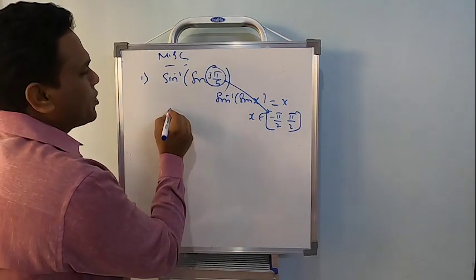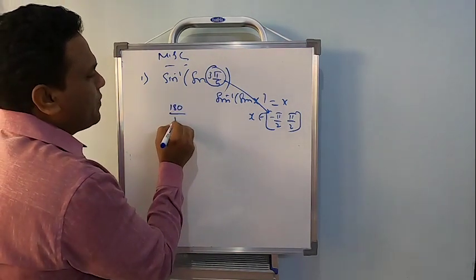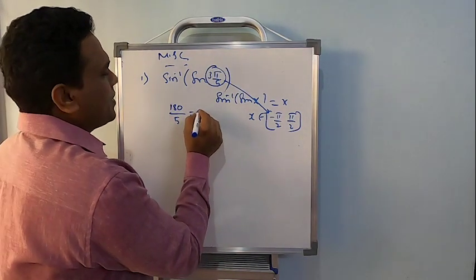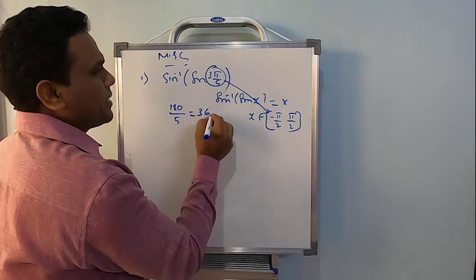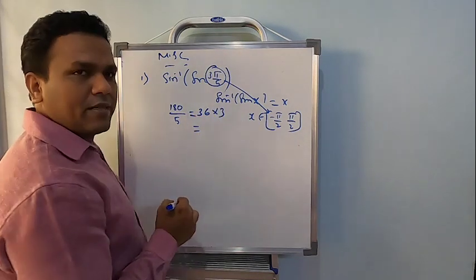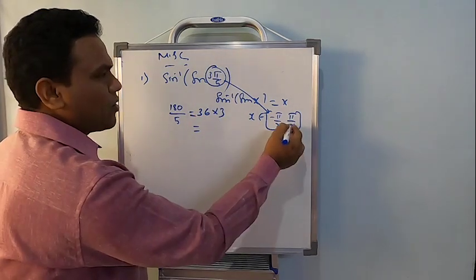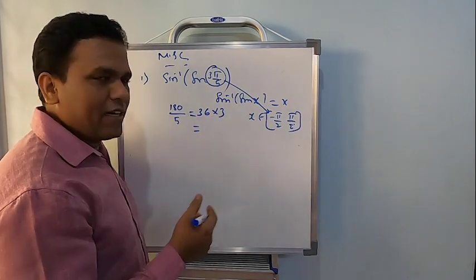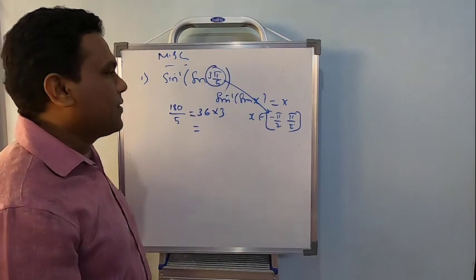Okay, approximately, if you want, 180 by 5, you can find out. So how much is that going to be? Approximately that's going to be 36. Correct? Now 36 multiplied by 3, surely it will cross 90. Okay, so I am checking in degrees. If you are finding it in radians, convert to degrees and check. That is the way. Alright.